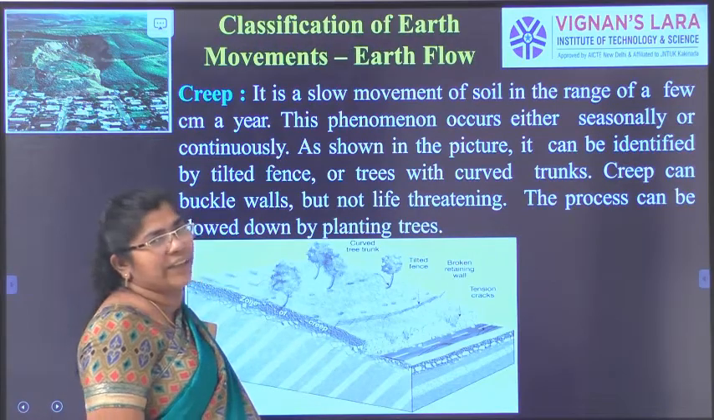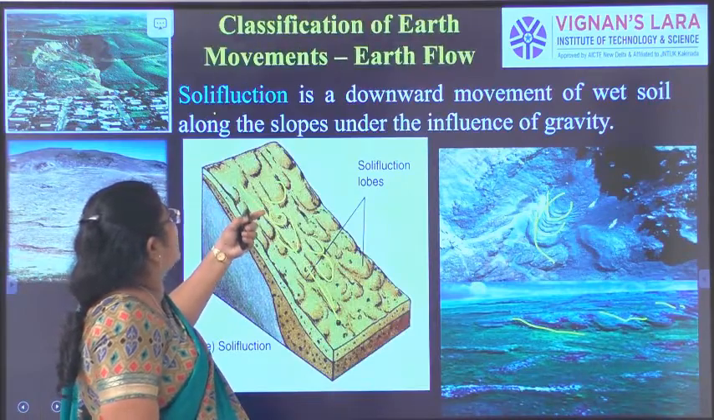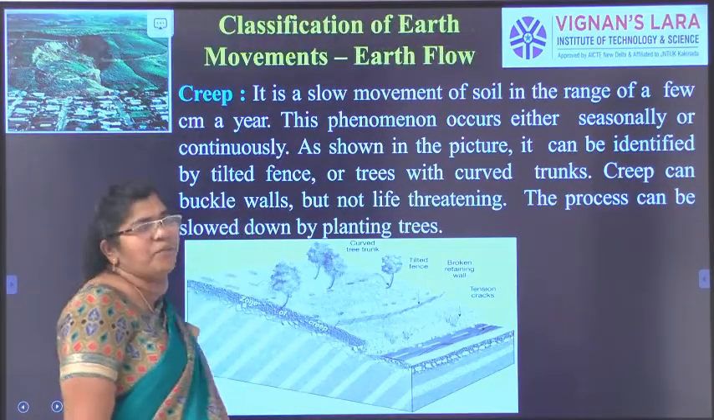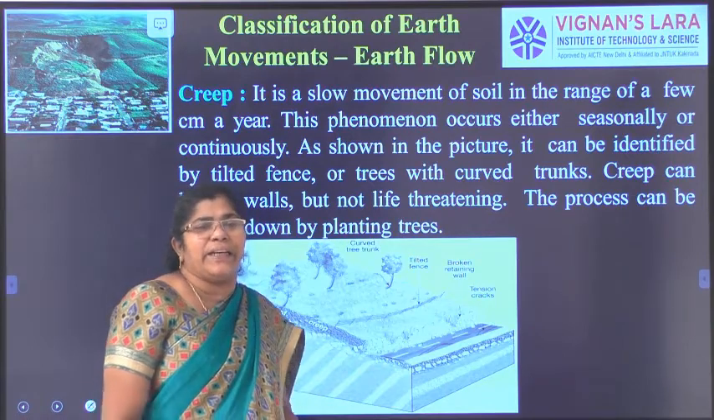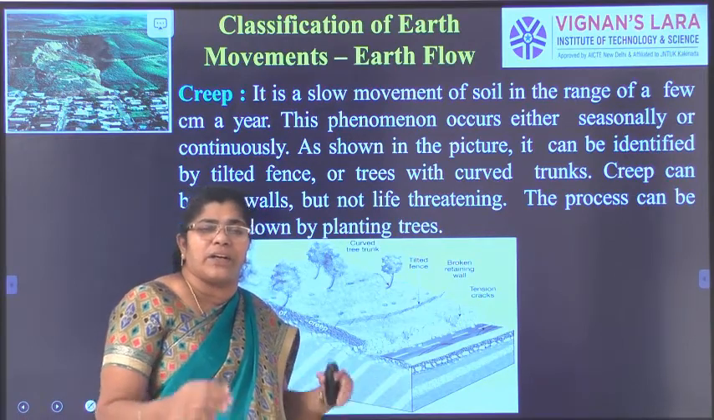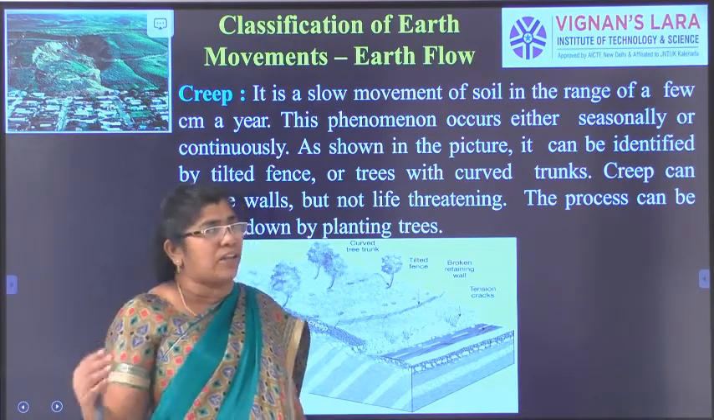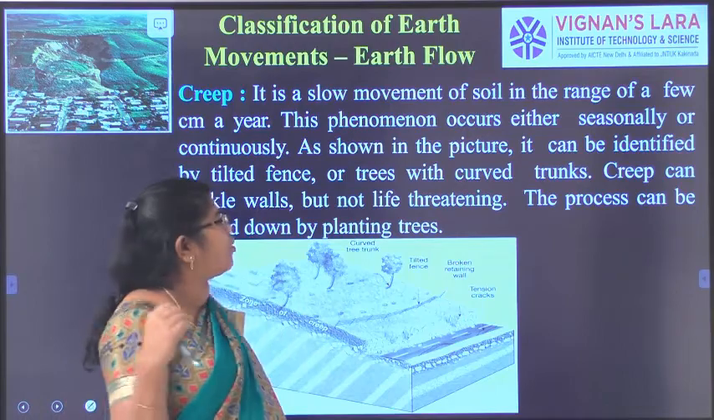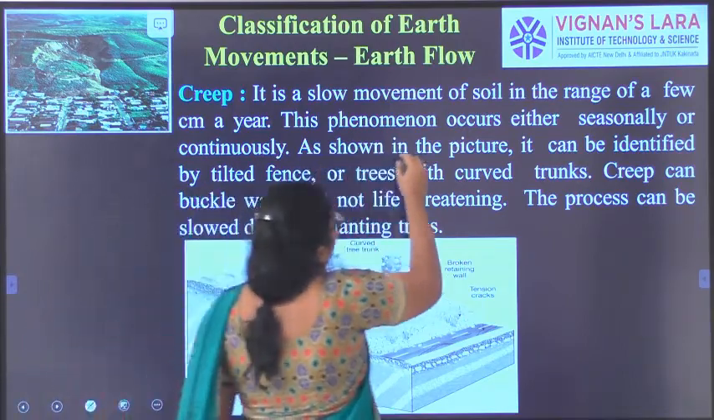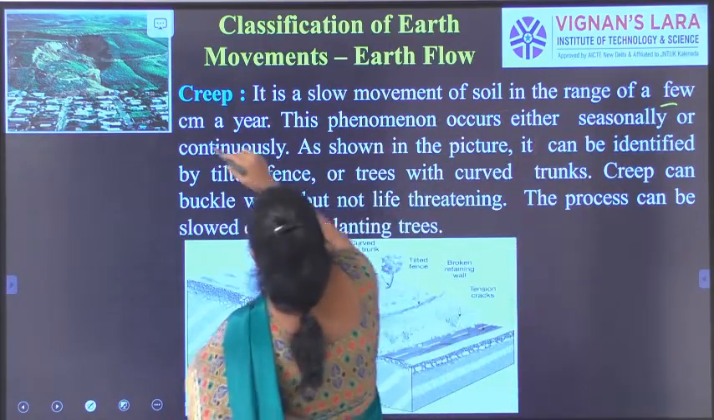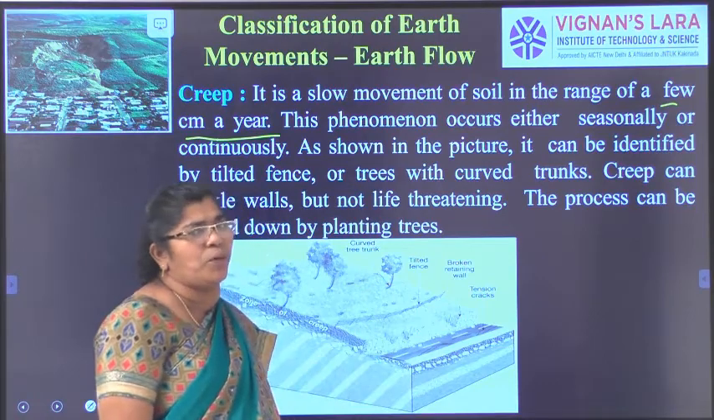The next one is the creep. The first one is solifluction. The second one is the creep. What does creep mean? You have studied about shrinkage and creep. Creep is nothing but the long-term sustained load. Due to the long-term sustained load, there will be a slow movement, so that we call creep. The slow movement of the soil in the range of a few centimeters per year, we call creep. That is a very slow movement.